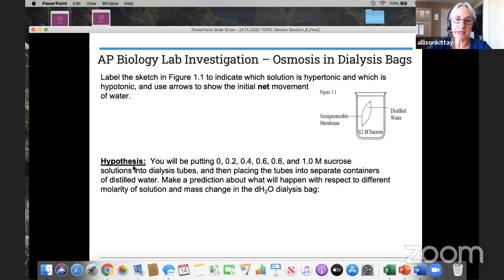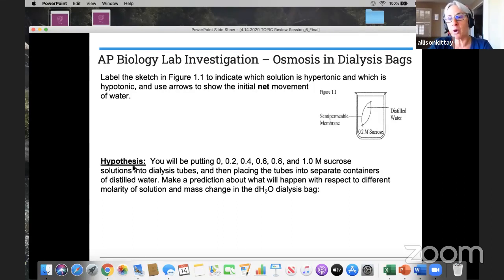So let's get a little practice with this. This is a technique that I use with my students. I still do this to this day, even though I've been teaching about this for 3 decades. And that is to draw and figure out from your drawing what the solutions are in terms of their tonicity, and then figure out what direction the water will move. So we've got a figure over here. It's a beaker and a bag that is identified as a semi-permeable membrane. And we are asked to label which solution is hypertonic and which is hypotonic, and then use arrows to show the initial net movement of water.